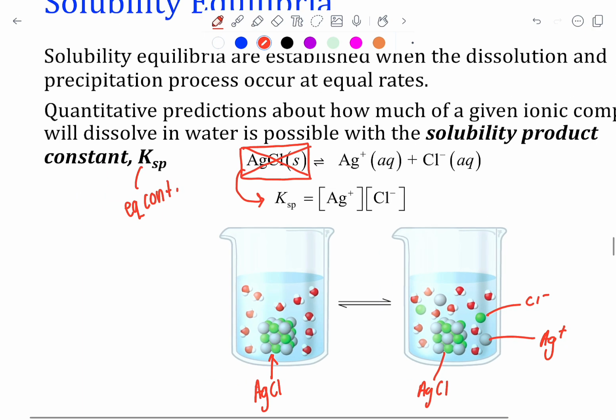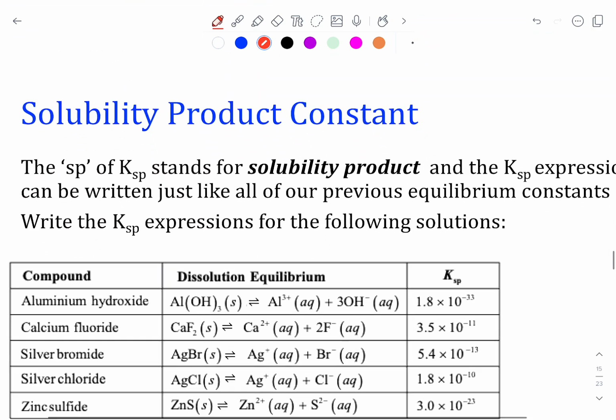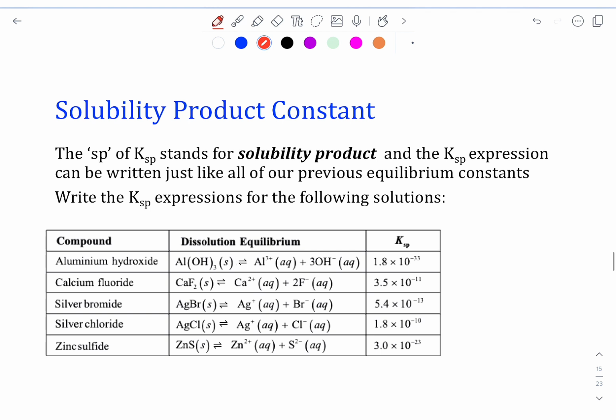So let's look further into this Ksp value. The sp of Ksp stands for solubility product, if you didn't see that already. And the Ksp expression can be written just like all of our previous equilibrium constant expressions, except we have to remember that the solid does not contribute.